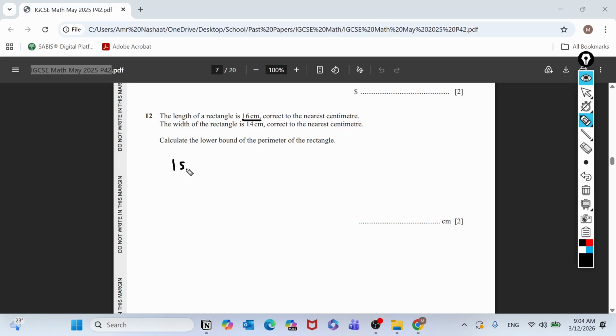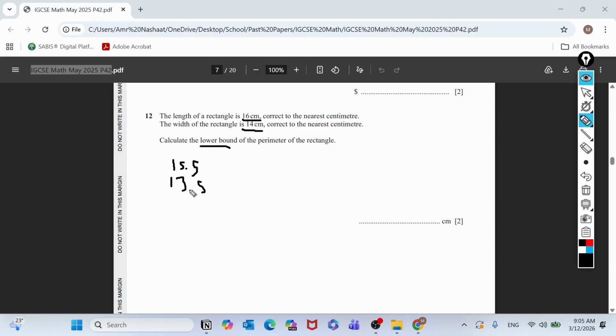15.5. Yeah. 15.5 is the lowest number that would round up to 16 to the nearest centimeter. So you minus 0.5, and here the width also, what number is the lowest number that would round up to 14 centimeters? Because they said lower bound, so you go down. Okay, so 13.5.